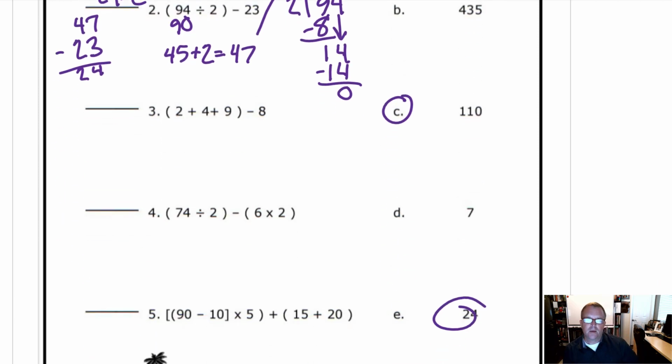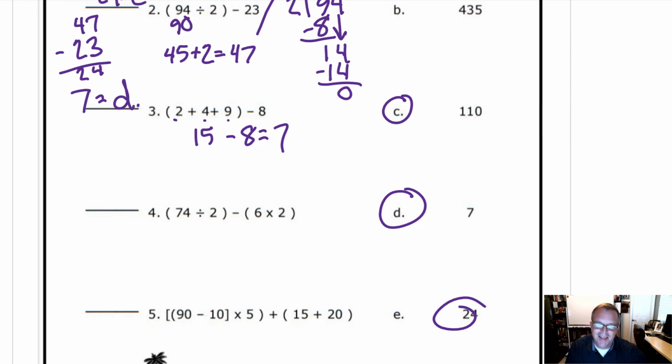All right, number 3. We just have to add up those 3 numbers, right? They're in parentheses, so we're going to do that first. Okay, so what's 2 plus 4? 6. What's 6 plus 9? 15. What's 15 minus 8? 7. So we know the answer is 7. And that's letter D. You hear Maggie trying to break in?